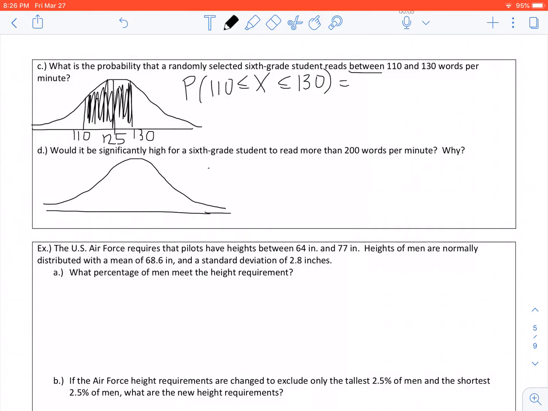So normal CDF, our lower bound is 110. Our upper bound is 130, comma, the mean, which is still 125, standard deviation, which is still 24. Hit enter after having all that typed in. Round your probabilities to 4 decimal places, you get 0.3165.